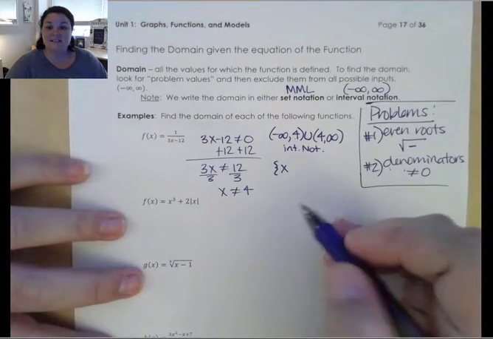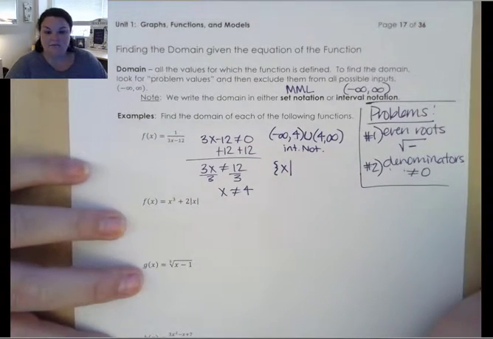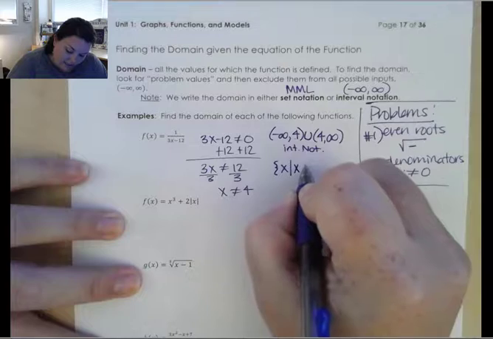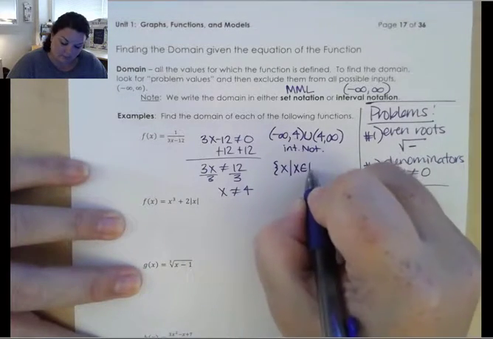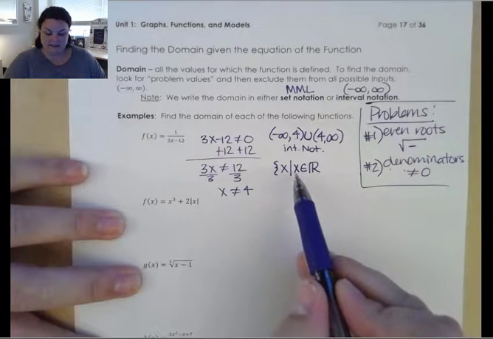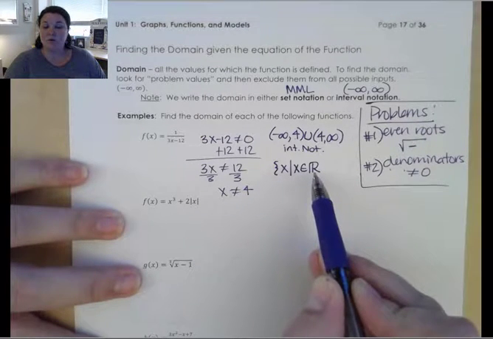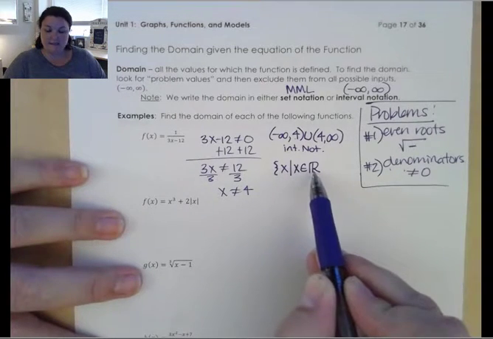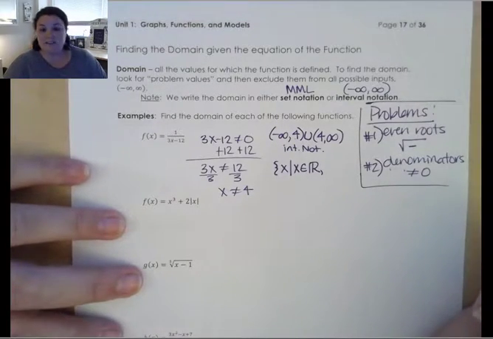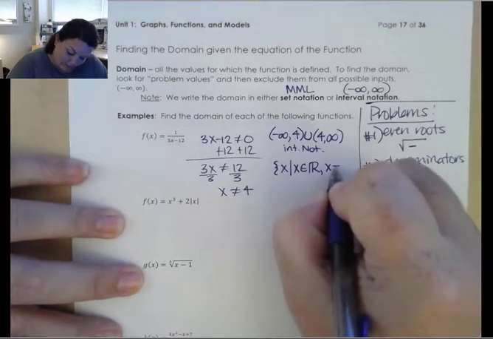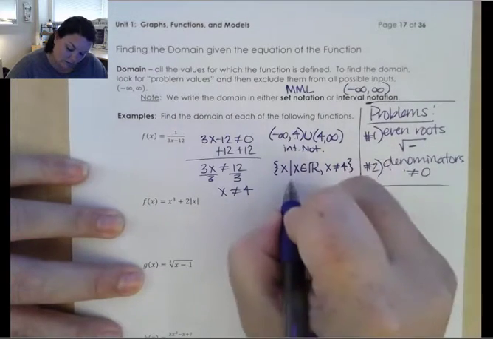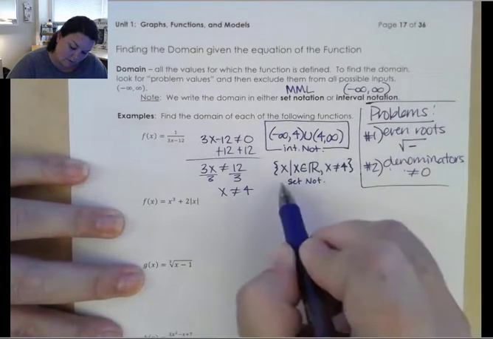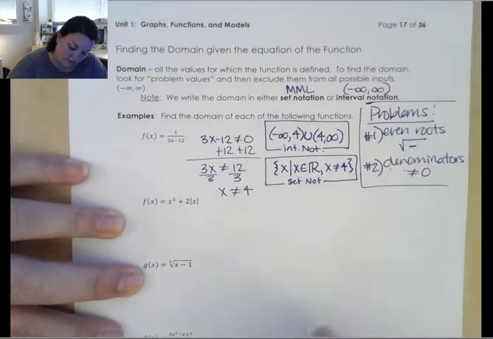So the set of all x's such that, for such that, we use a line, okay? To say x is a real number, we use an x, and then we use the little epsilon symbol, and then a double bar R. This means that x is an element of the real number system, okay? So the set of all x's such that x is a real number, and then we use a comma to represent and, we put in our stipulation. x cannot equal 4. Okay, this is our set notation. So this is one way to write the answer. This is the other way to write the answer.